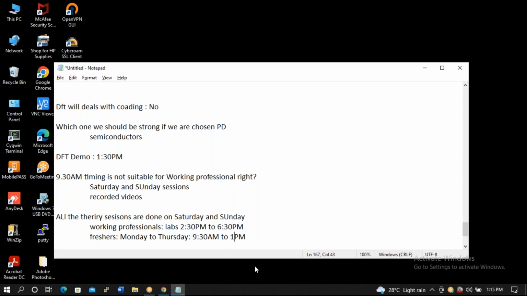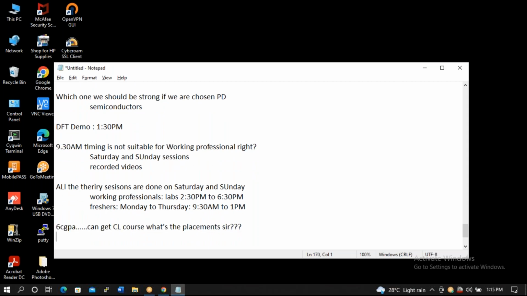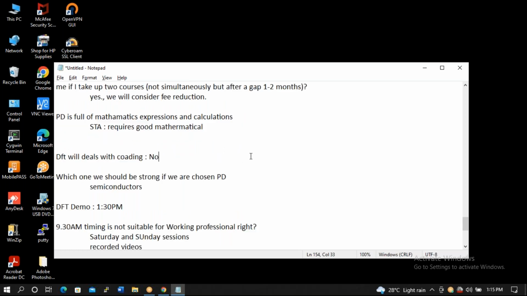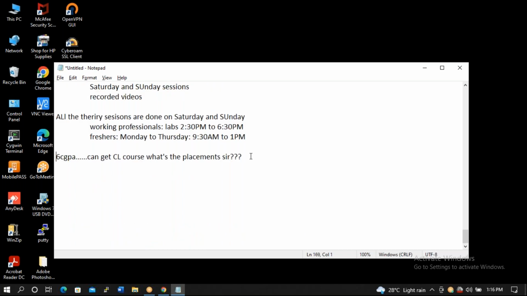Someone is asking, with 6 CGPA, can we get the custom layout course? What are the placements? Placements are okay, but again the same problem with custom layout. Even in custom layout, companies have been asking for at least 60%. If you have anything less than 60%, you will not get shortlisted. If you have less than 60%, better to go for the functional verification course. That is where you have a good chance of getting a job.